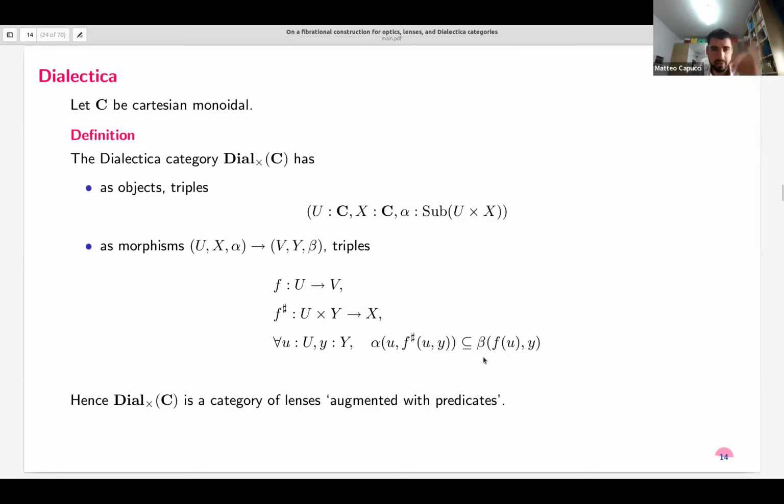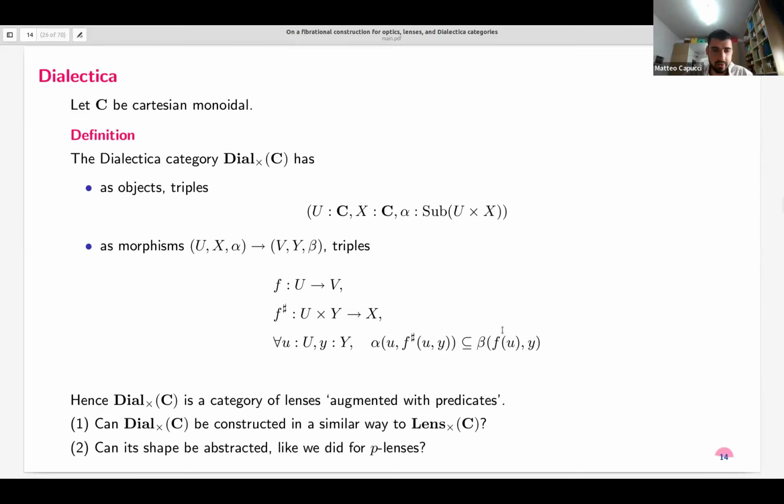We also have this other morphism, which is really an implication in this case, or an inclusion of relations, which relates something that happens at both boundaries. And so we'd like to make this precise. Can we construct dialectica as we constructed lenses? And can we abstract that procedure in the same way we did it for P lenses?